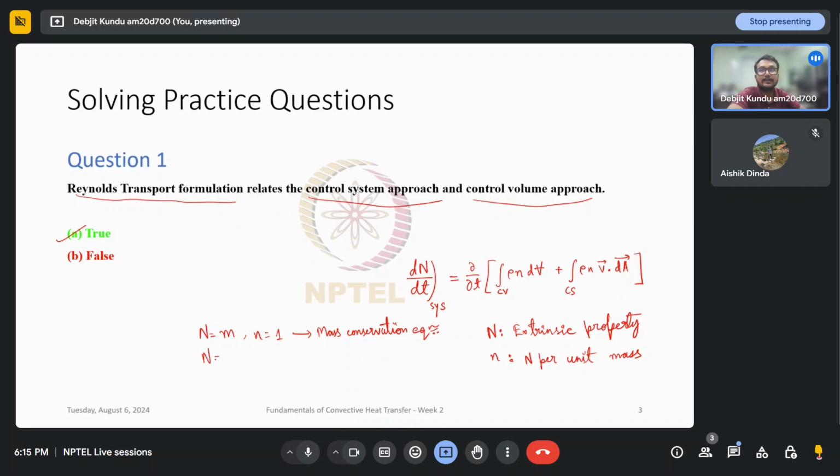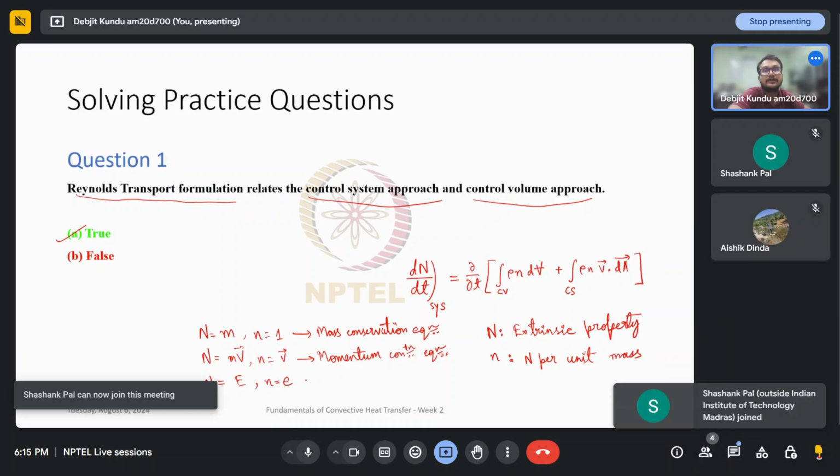Also, if I take N as momentum, that is mass times velocity, then my small n simply becomes velocity, and this gives us the momentum conservation equation. These two together, mass and momentum conservation, are commonly known as the Navier-Stokes equations, which govern fluid flow. Similarly, in the context of heat transfer, if I take N equal to energy E and small n to be energy per unit mass, small e, then we will get the energy conservation equation.